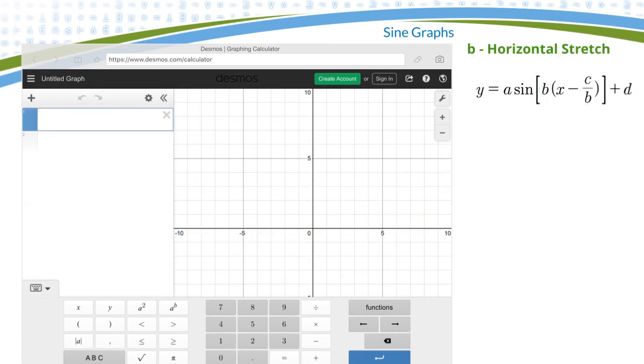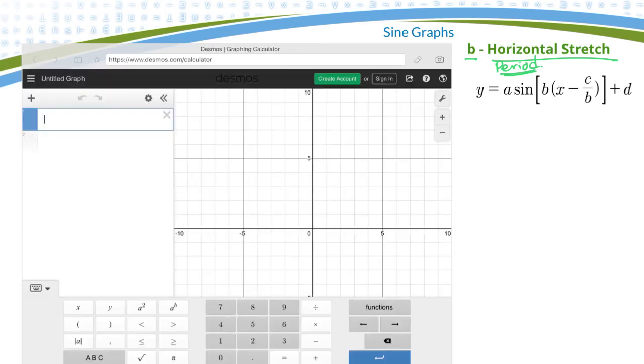All right, let's turn our attention to b. And b, what we've called in the past is a horizontal stretch. With sine graphs, we'll change that name or add another way of describing that, and that's known as the period of a graph. And I'll show you what that means in a second.